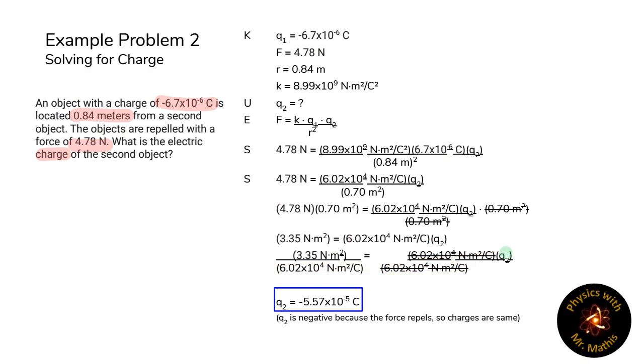After we cancel out those numbers, we're left with Q2 equals 3.35 divided by 6.02 times 10 to the 4th. If you put that in your calculator and do the division, you'll find that Q2 is going to equal 5.57 times 10 to the negative 5th coulombs. And that's going to be a negative number, not because we did the math, but because we know from the problem that the force was repelling the two objects, so the charges have to be the same. Q1 was negative 6.7 times 10 to the negative 6th, so Q2 has to be negative 5.57 times 10 to the negative 5th.